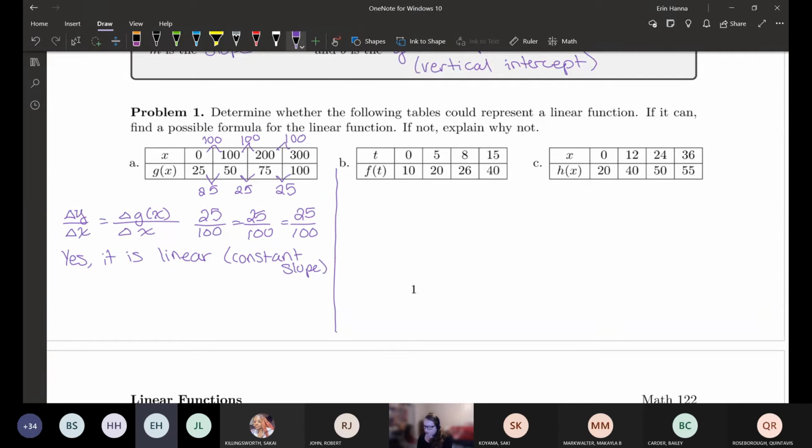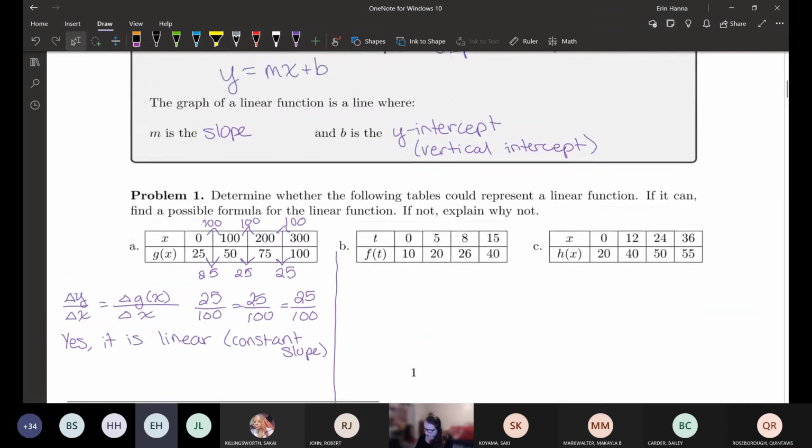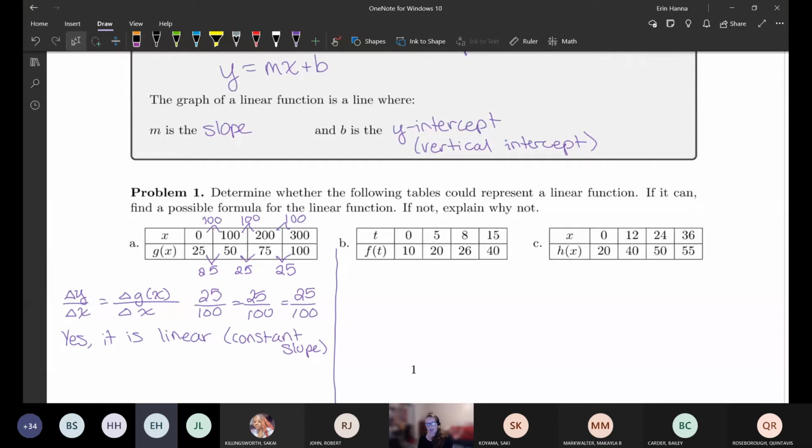So since it is a linear function, we want to know the equation. So if our equation is y equals mx plus b, we need the slope and we need the y-intercept. Well, the slope we actually just found because that was our change in y over change in x. So our slope, I'm going to reduce it though, is 1/4, because that's literally what we're checking to see if it is linear, is our slope. And now I need my y-intercept.